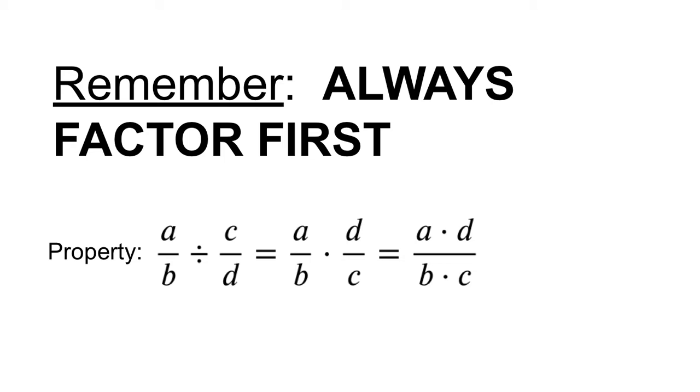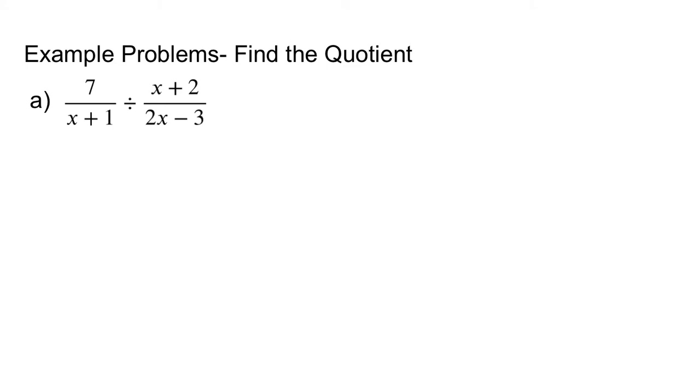And of course, just like dividing fractions, we always want to change our division of fractions problems into multiplying by the reciprocal, as illustrated here in this property. Let's take a look at an example problem to help you out with this. So here we have 7 over x plus 1 divided by x plus 2 over 2x minus 3. So first thing, factor first.